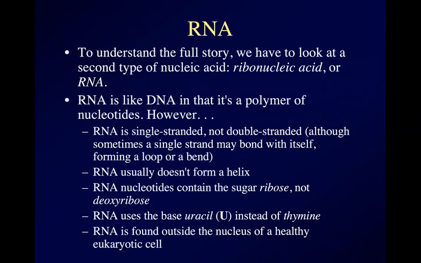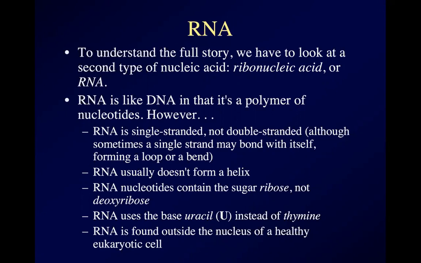But to understand how it does what it does, we have to bring in a second type of nucleic acid called ribonucleic acid, or RNA. These first few slides are a repeat of what we looked at before break, but it's been a while. I figured it wouldn't be a bad idea to review. So RNA is a polymer of nucleotides like DNA. The big differences are that RNA is typically single-stranded instead of double-stranded. It's not a double helix.